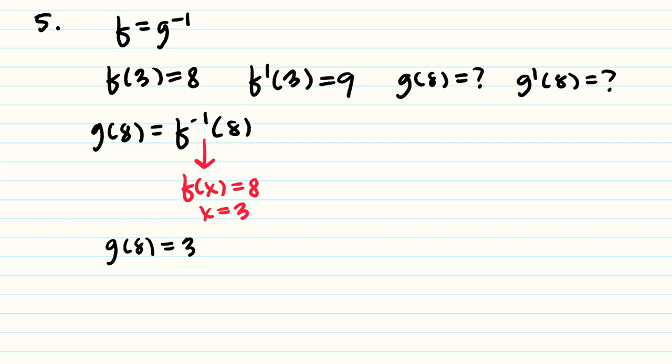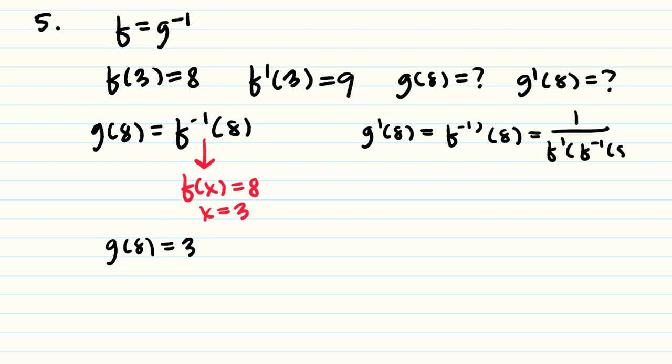Okay. g prime of 8 is equal to f's inverse's derivative at x equals 8, which equals 1 over f prime of f inverse of 8. Okay, we found that f inverse of 8 was 3. So this is equal to 1 over f prime of 3, which they happen to give us, is 9. And so that's 1/9.